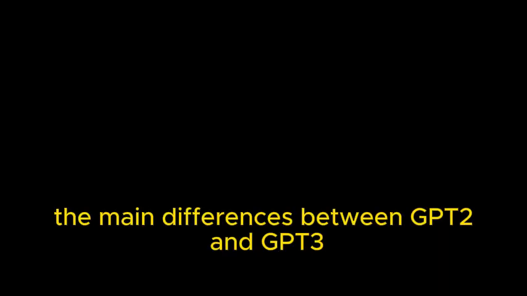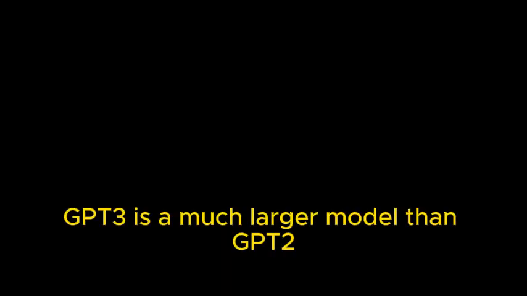GPT-3. OpenAI released version 3 of GPT in June 2020. The main differences between GPT-2 and GPT-3 are the size of the model and the quantity of data used for the training. GPT-3 is a much larger model than GPT-2 with 175 billion parameters, allowing it to capture more complex patterns. In addition, GPT-3 was trained on a more extensive dataset.